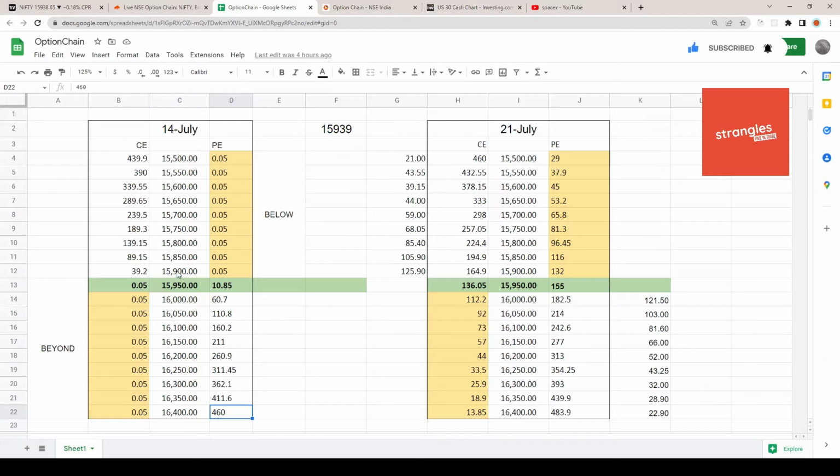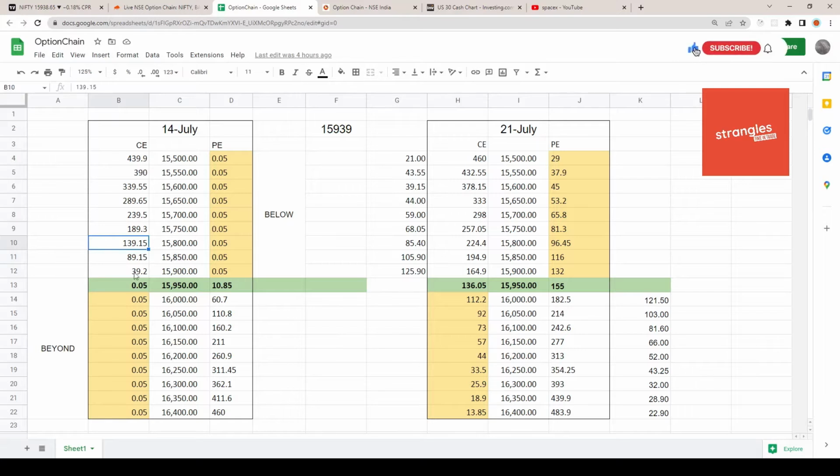It is because this strike ended or expired 40 points in the money, right? So if you subtract this 15,940 by this strike number, you would get this number, right? So all these values, if you see now, if you subtract 15,850 from 15,940, you would get this number.